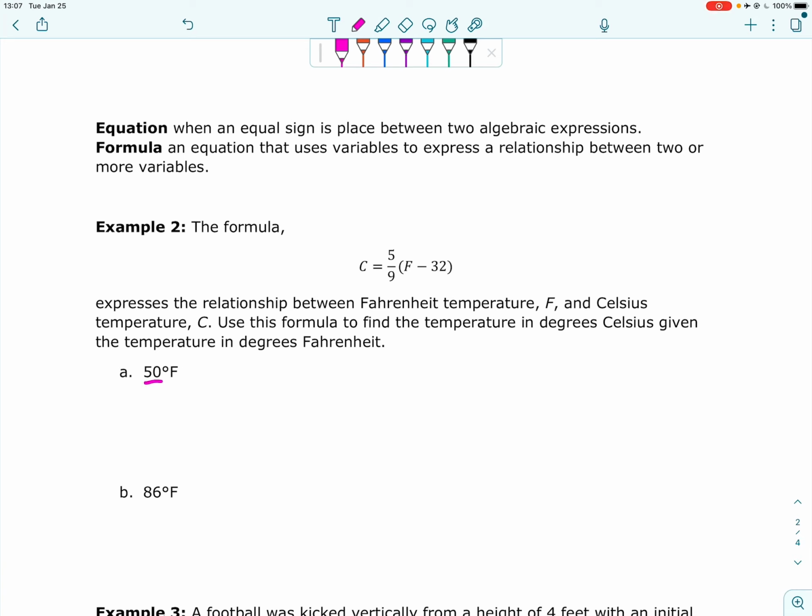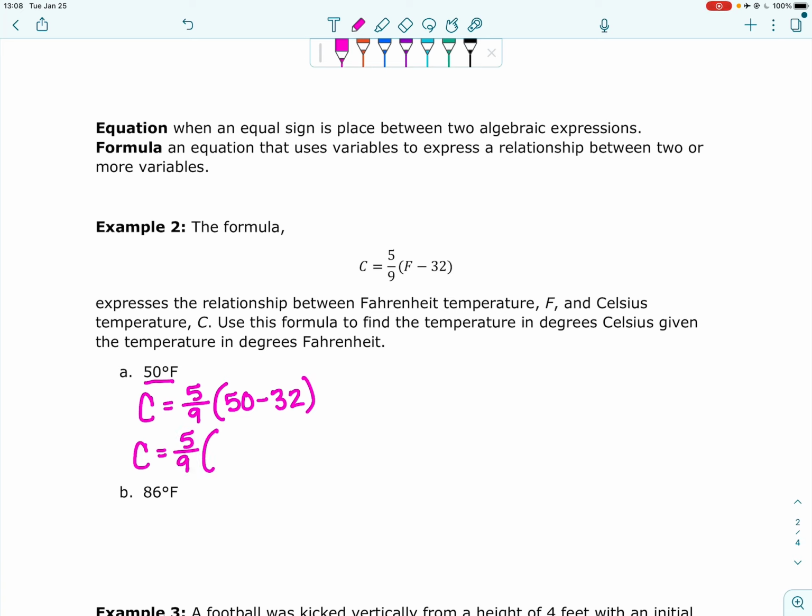So if it's 50 degrees Fahrenheit, what is that temperature in Celsius? This formula is going to tell us. So I'm going to take C equals 5 over 9 times (50 minus 32). And then following our order of operations, 50 minus 32 is 18.